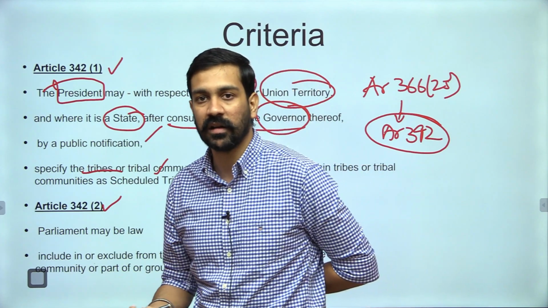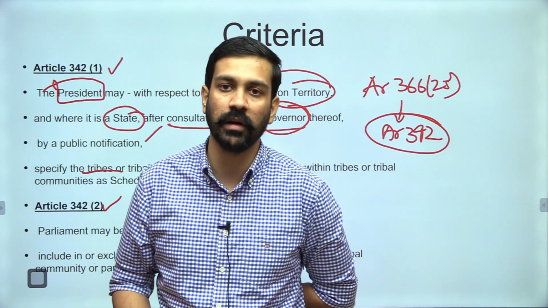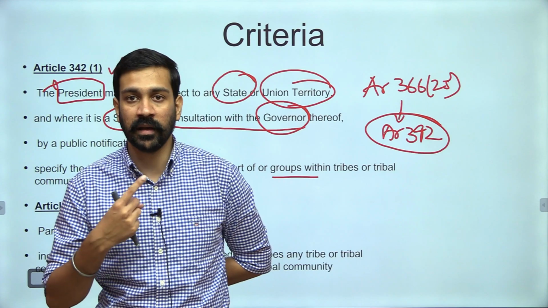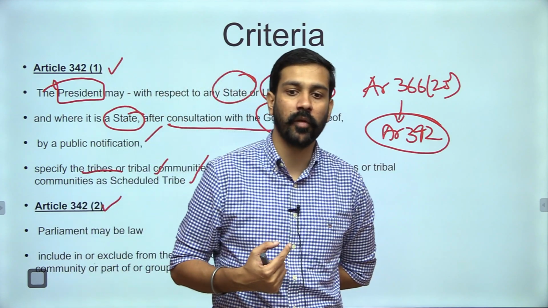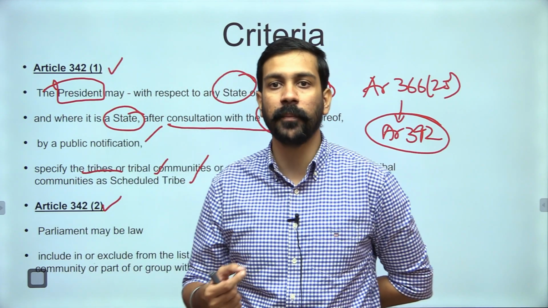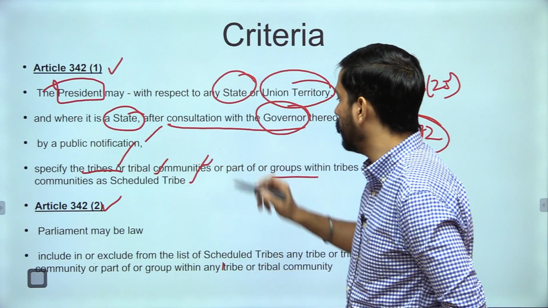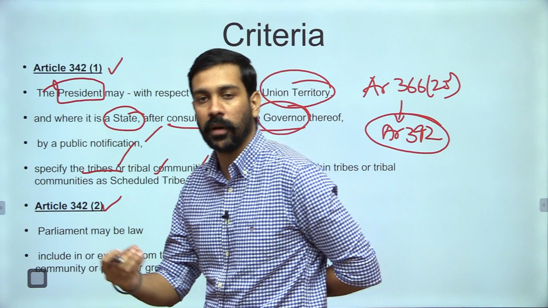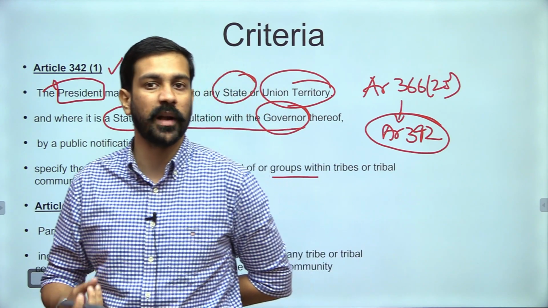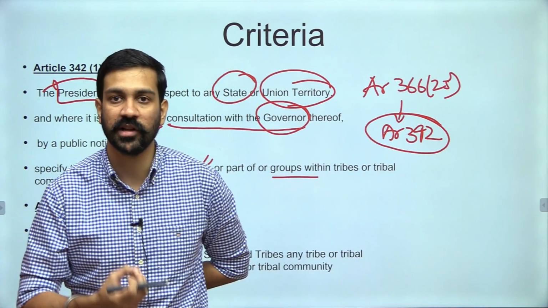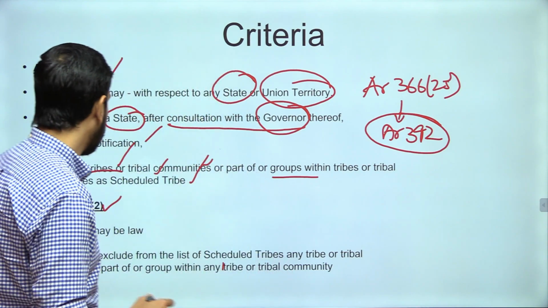A union territory is centrally controlled, so he does not need to consult the governor, but in the case of a state, with the consultation of the governor, he can issue a public notification that any tribe or tribal community or a part of that tribe or tribal community can be known as the scheduled tribe. Its inclusion can be made in the list. What is our second scenario?